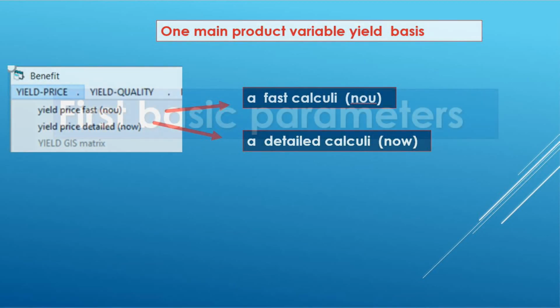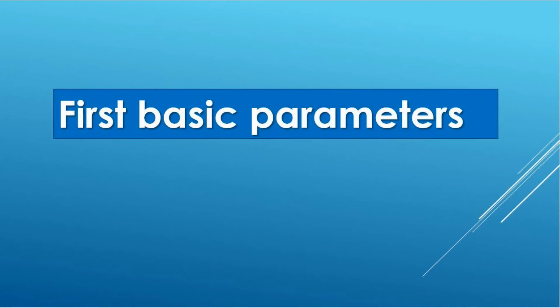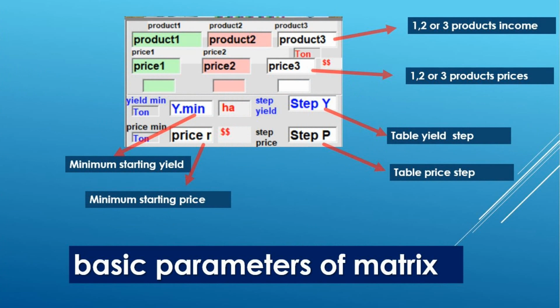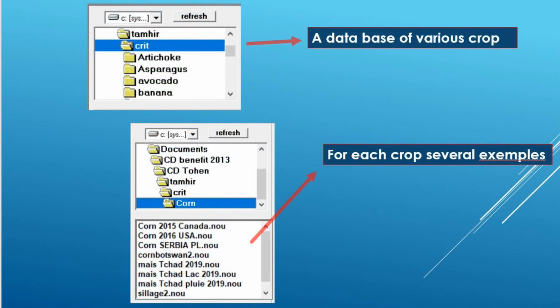We have the choice between fast calculi and detailed calculi regarding the costs. First, basic parameters. We shall decide about the currency: euro, dollar, real; the area: hectare, acre, mu; and various yield units: ton, kilo, bags, bushel. We shall give a name for the different products that we are producing, the prices for each one if we have more than one, the minimum yield for the main one and the step, and the minimum price and the step.